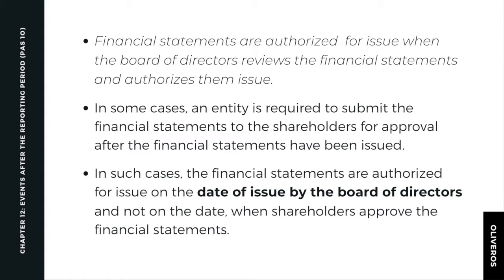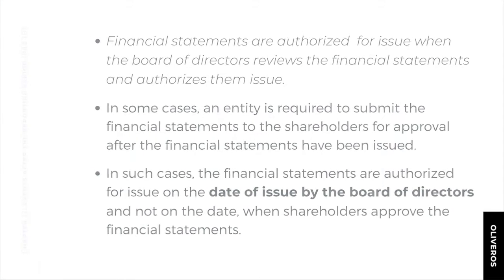Example, financial statements issued on September 21, 2020 and expected to be authorized on September 23, 2020. But when the shareholders approve it on the same issue day, which is September 21, 2020, on that day it could be authorized for issue.